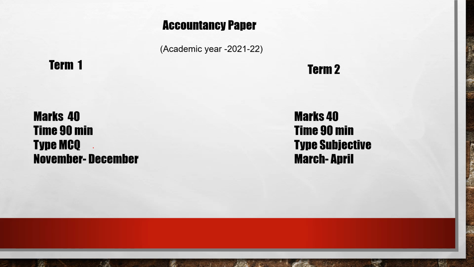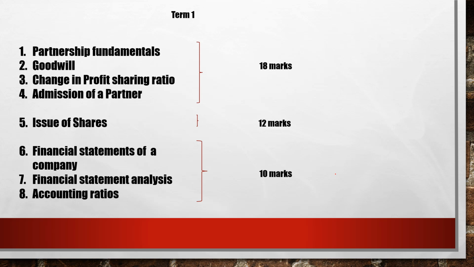Like in term 1, you're going to be facing multiple choice questions, whereas in term 2, it is going to be subjective. The term 1 exam is likely to be held in the months of November, December, and the term 2 exam is going to be held in the month of March or April. So having understood this, we will understand in more detail about the term 1 syllabus for the accountancy paper.